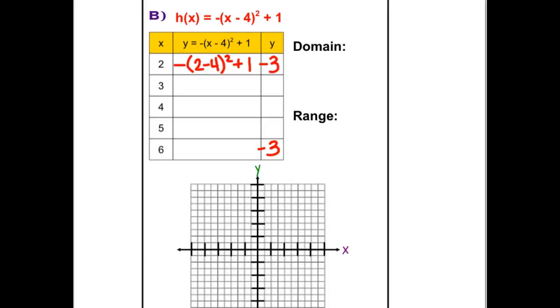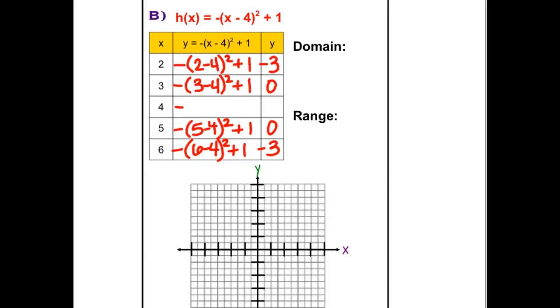That means negative 3 will be down here, because when we take 6 minus 4, we get positive 2. When we square, we get positive 4, we make it negative again, and then we add 1 to get negative 3. Here we've got the negative of (3 minus 4) squared plus 1. 3 minus 4 is negative 1. Square it is positive 1. Make it negative again, add 1 to get 0. We'll get 0 again here, because when we take 5 minus 4, we get positive 1. And when we square that, and then we make it negative and add 1 again.